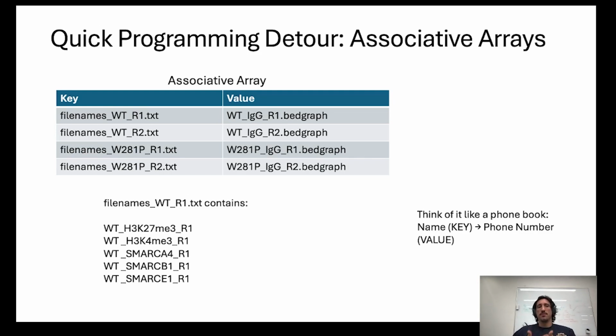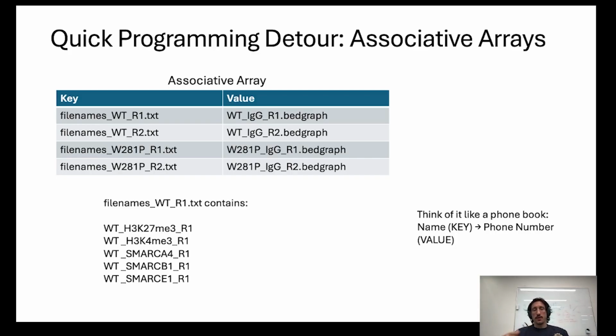And so I like to use a classic analogy like a phone book. When you look up someone's name, that's your key, and you can get back their phone number, which is the value. And in this case, multiple people can have the same phone number. So you can have multiple different samples attached to the same IgG control. And so in my peak calling script, I'm going to be using this associative array to create this lookup table.